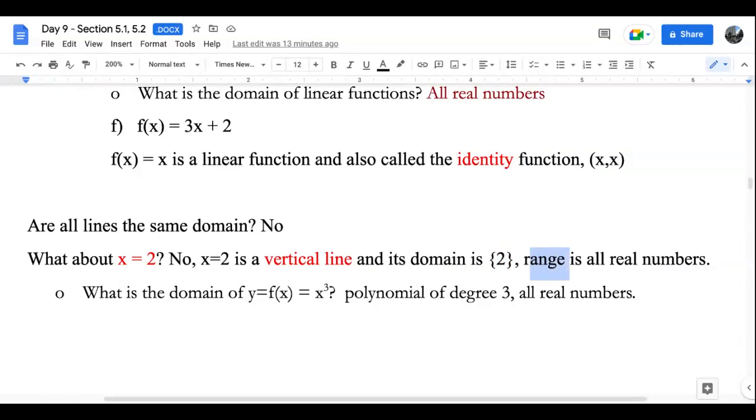You have this vertical line. The x value stays to be 2, but the y value can be anything in the real numbers. So what's the domain of this relation? Just x equals 2, right? Just one member in the set.